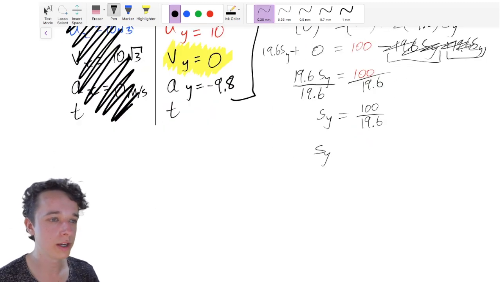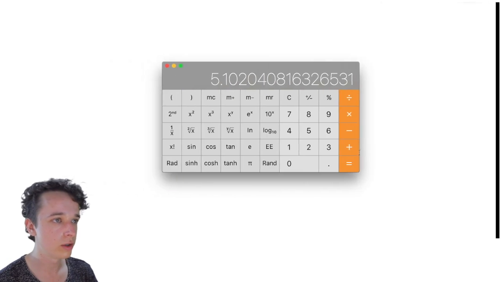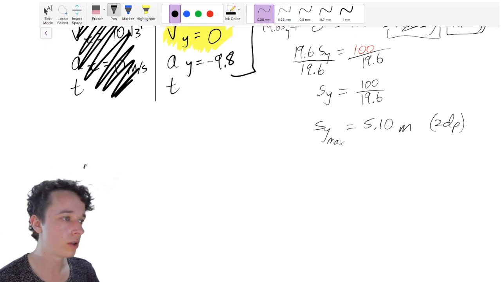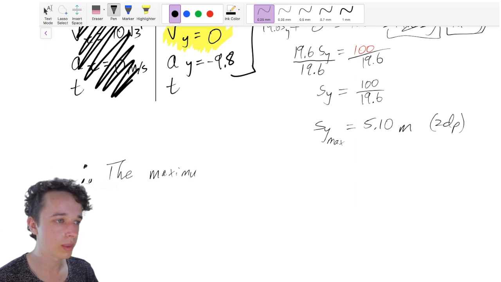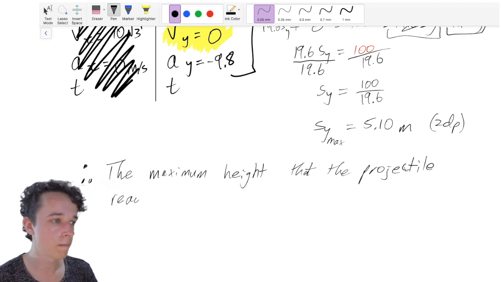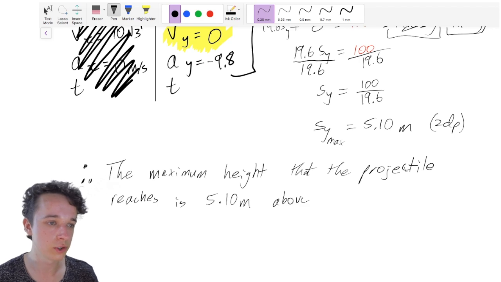All right, so our sy max is equal to 5.10 meters to 2 decimal places. So just in conclusion, the maximum height that the projectile reaches is 5.10 meters. And if you want to be super specific, you can say above the launch height.